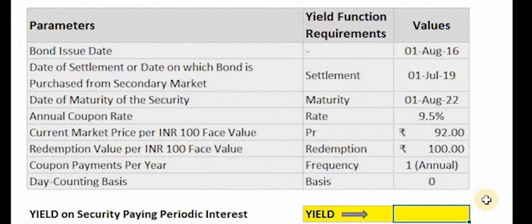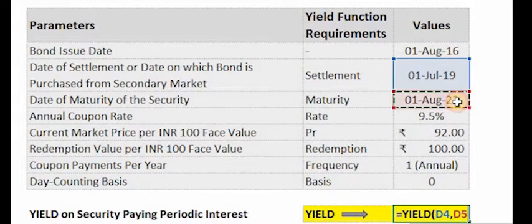Okay. Let's find out. We can find the yield to maturity of the bond with the yield function in Excel. The yield function requires 7 inputs. The first is the settlement, which is the date on which the buyer wishes to buy the bond from the secondary market. In our example, it is 1st July 2019. The second input is maturity, which is 1st August 2022. The third input is rate, which is the coupon rate of the bond, which is 9.5%.